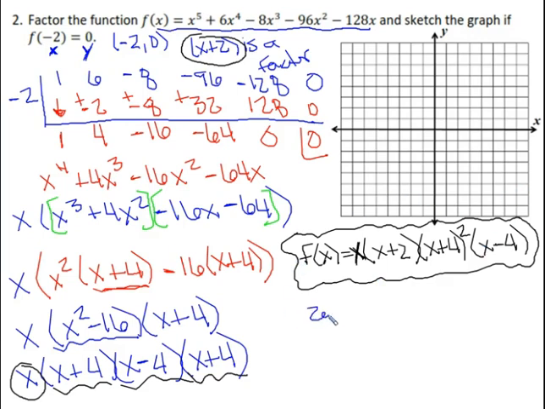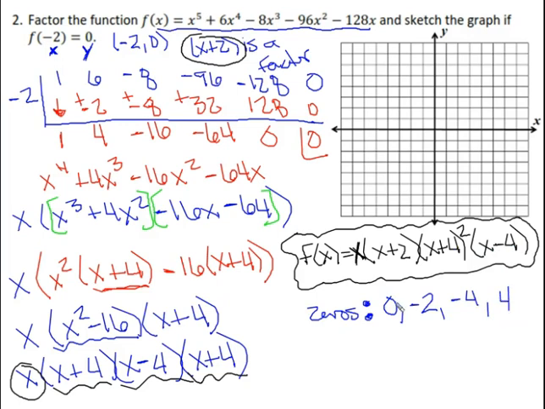So the first thing we're going to do is try to find our zeros, our x-intercepts. This x is giving us an x-intercept of 0. It's lonely. It's all by itself. This x is giving us a -2. This x is going to give us a -4. And this one is going to give us a +4.